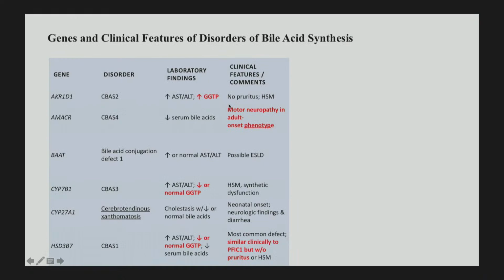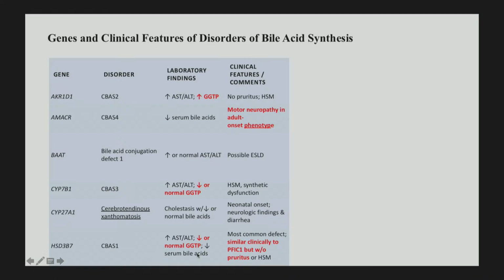Now, coming to defects where bile acid synthesis is affected, any of the enzymes involved in bile acid synthesis being affected can lead to these disorders. They have been classified as congenital bile acid synthetic defects, types 1 to 4. Type 2 is the only condition associated with increased GGT levels. Other conditions are associated with low or normal GGT. Type 4 is associated with motor neuropathy, and it can have an adult onset phenotype as well.